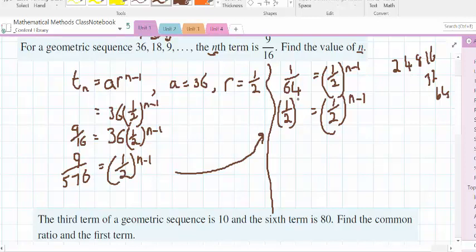So a half to the power 6 is a half to the power of n minus 1, and so we equate these indices. Because the bases are the same, we can equate indices, so 6 equals n minus 1, and therefore we have 7 as our answer.